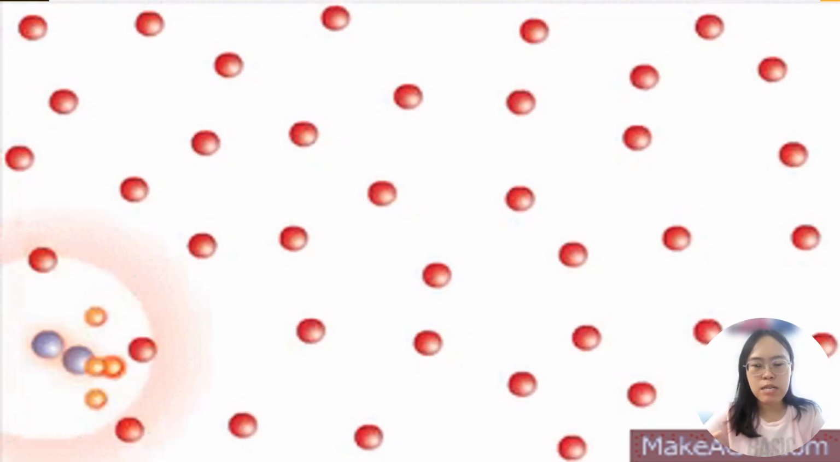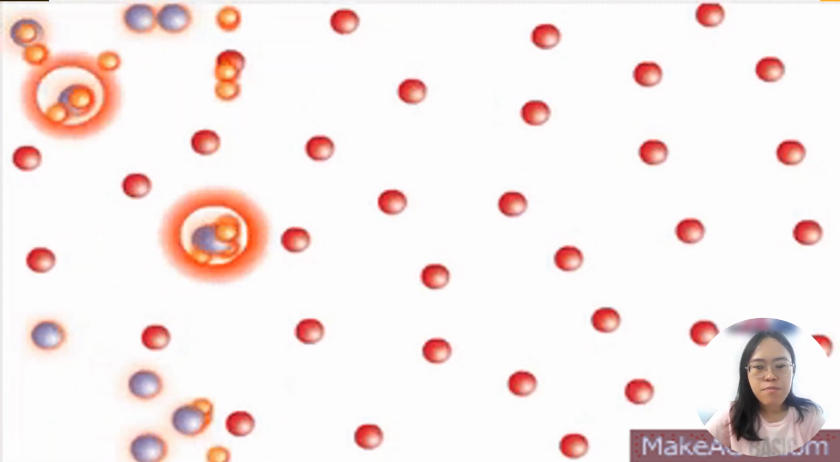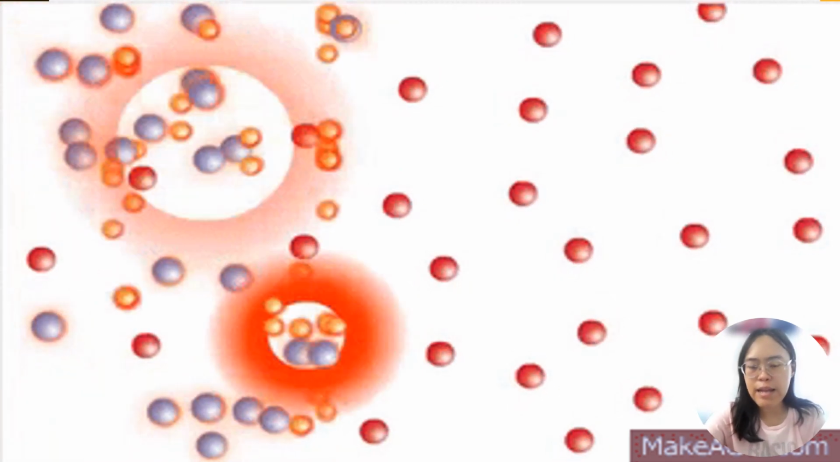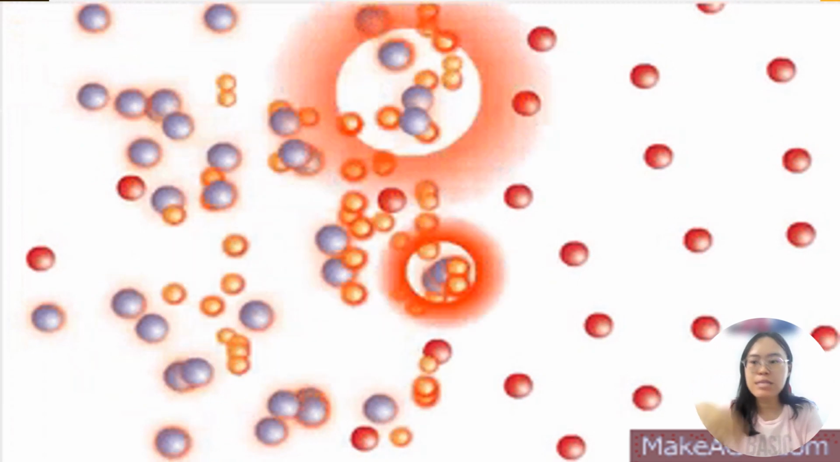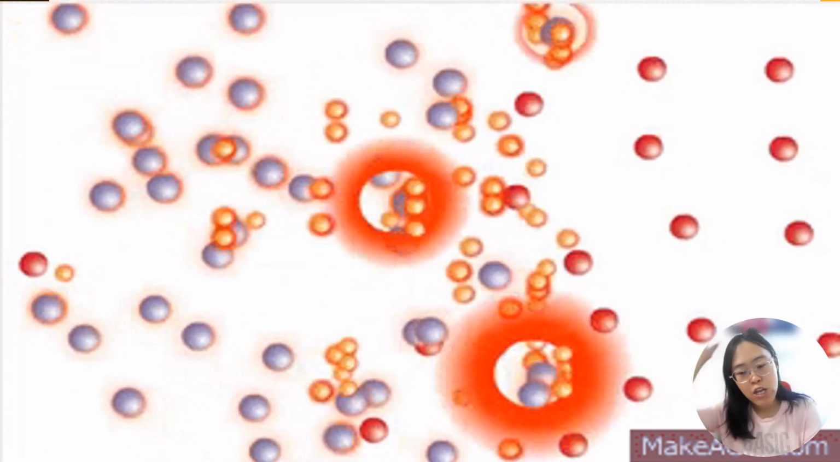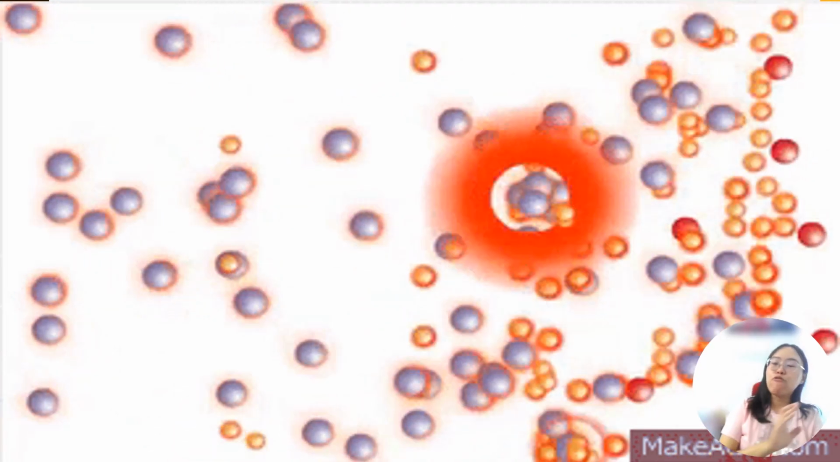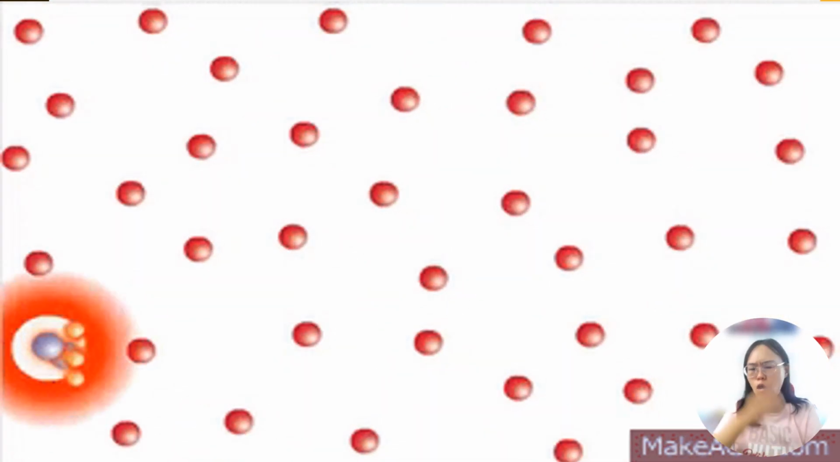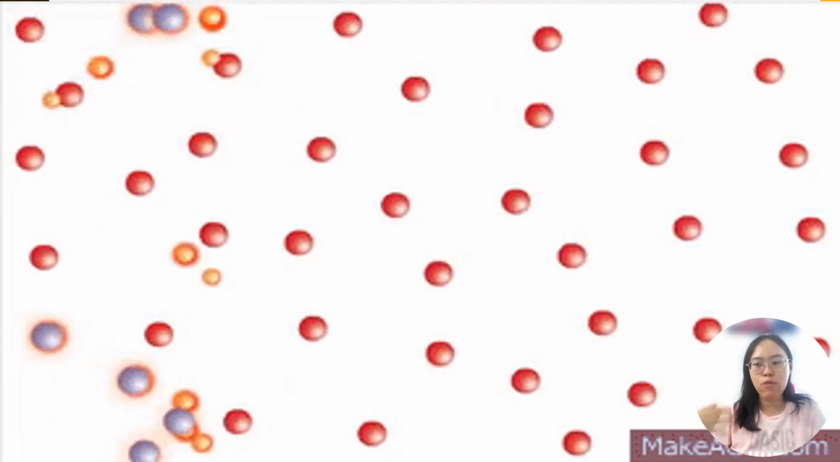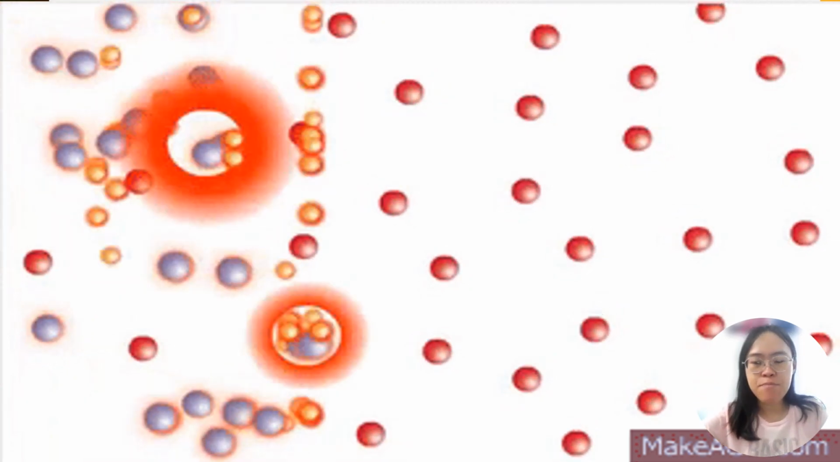So as you can see, the new neutrons bombard other uranium nuclei to produce more nuclear fission and release more nuclear energy. This is what we call a chain reaction.